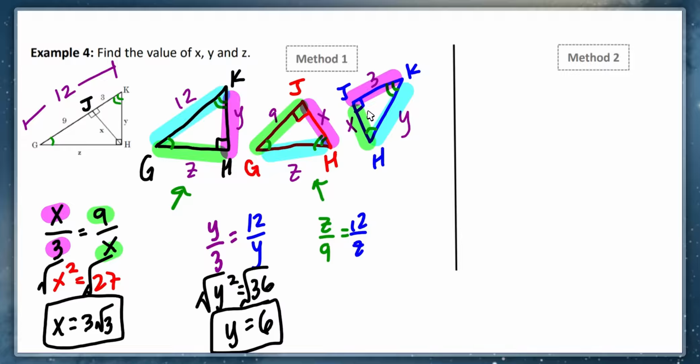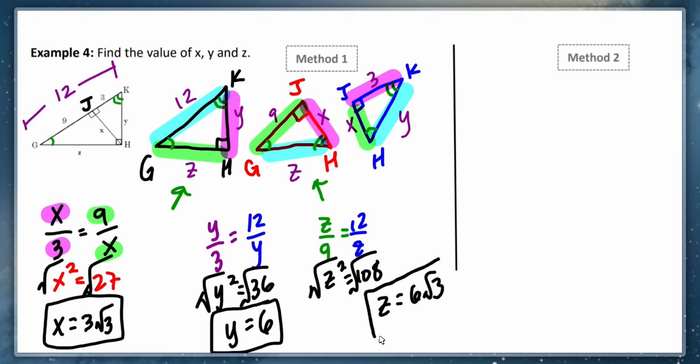And we cross multiply, and our diagonal repeats, so we've set it up correctly. Now if we do z times z, we get z squared. And then if we do 9 times 12, well, 9 times 12 gives us 108. If we square root, this gives us z is equal to, well, this will be 6 root 3.